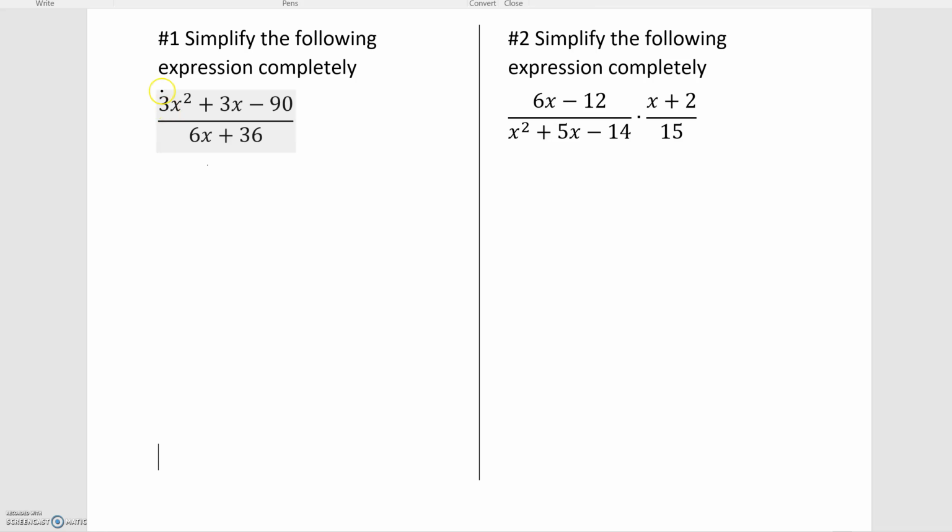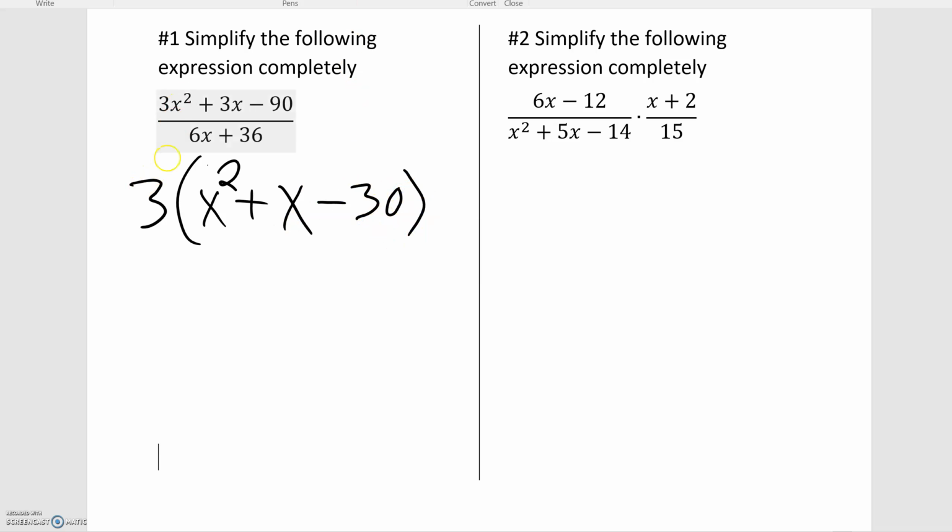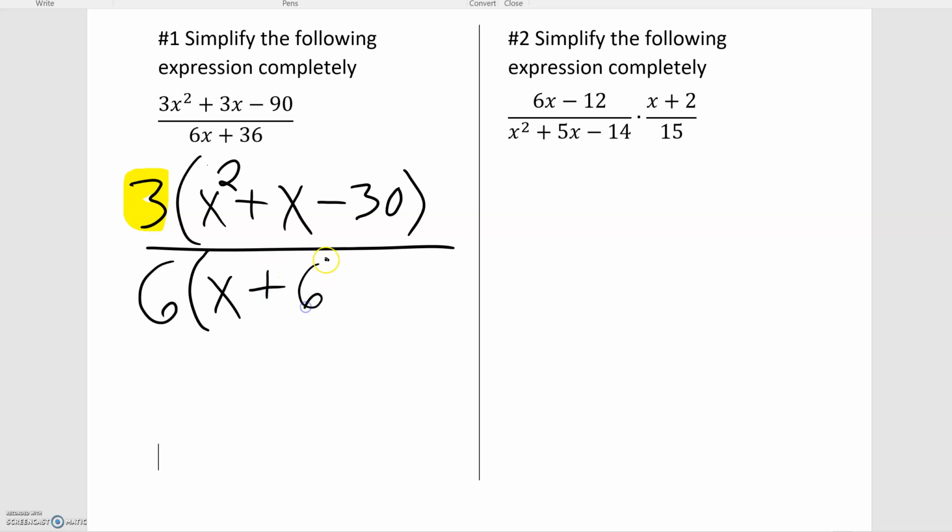Looking at this 3 in front, I bet that is a greatest common factor for this expression. So I'm going to divide everything in the numerator by 3. That's my GCF. So that'll become x squared plus x minus 30, because again, 3 is the greatest common factor. And then looking at the denominator, I bet there's a greatest common factor here. It's 6. So I'm going to pull that 6 out. So 6x divided by 6 is x. 36 divided by 6 is 6.